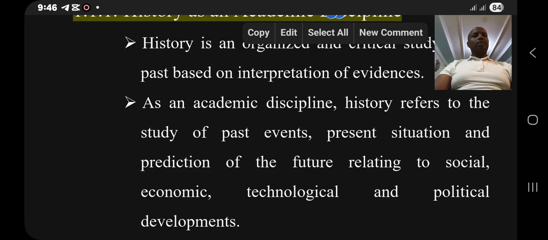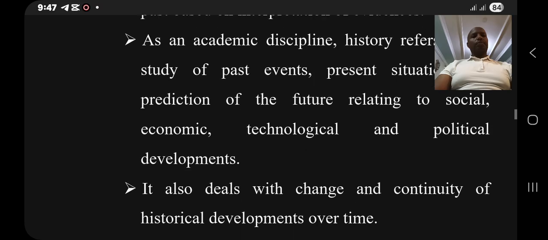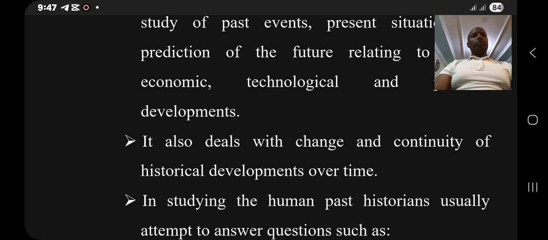In this aspect, history must be comprehensive. It also deals with change and continuity of historical developments over time. So history deals with both the change of phenomena as well as the continuity of historical events.